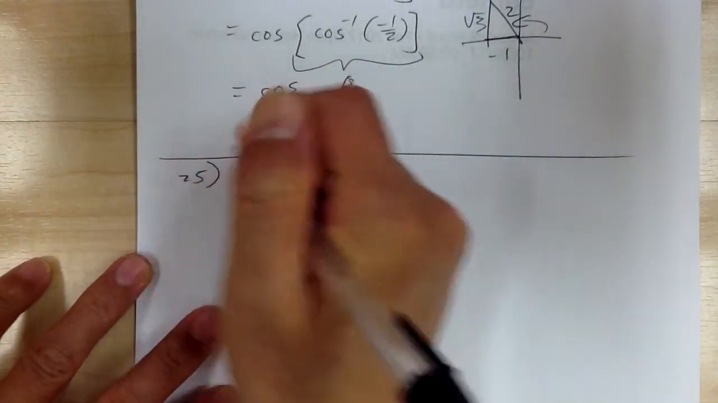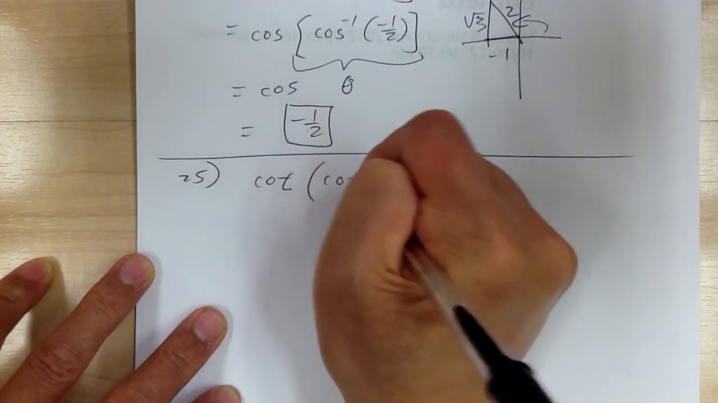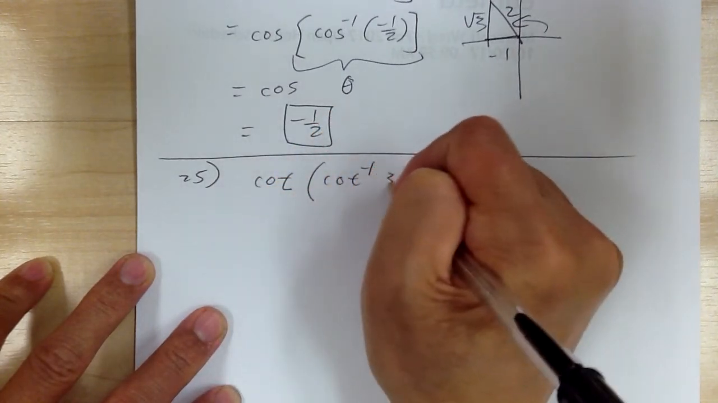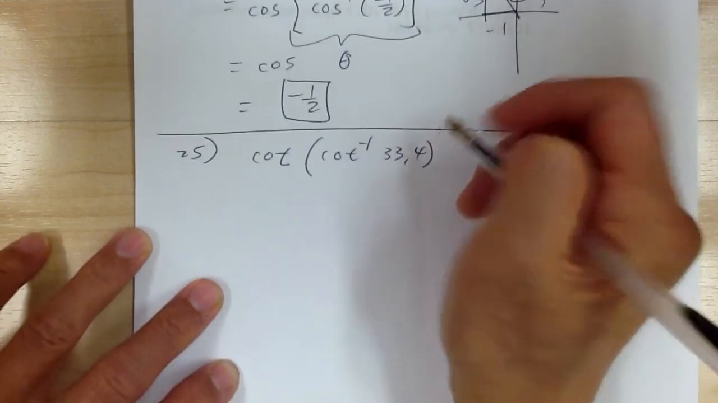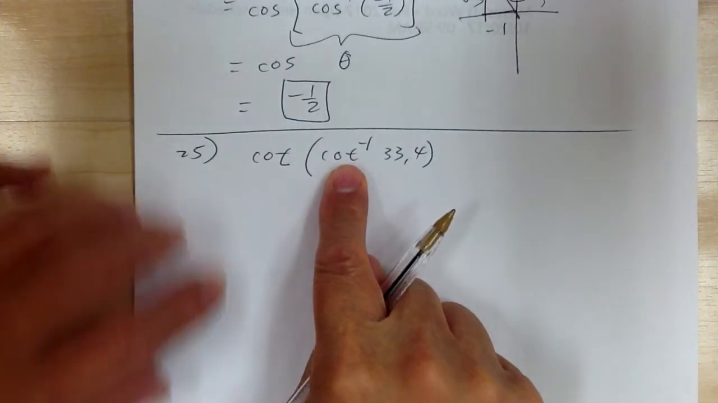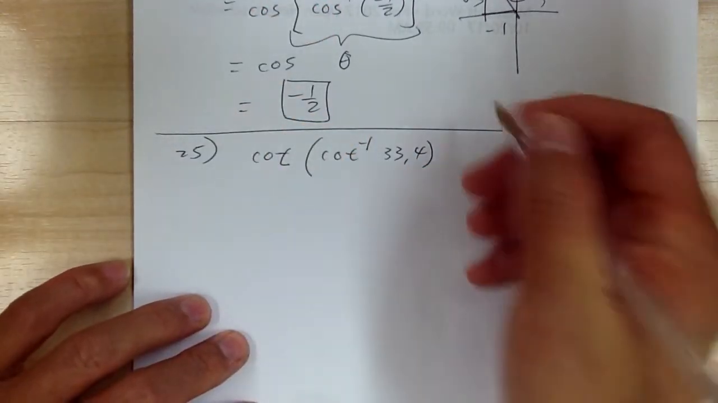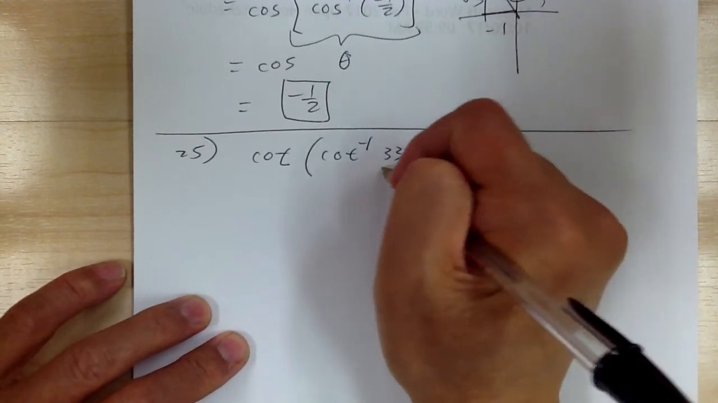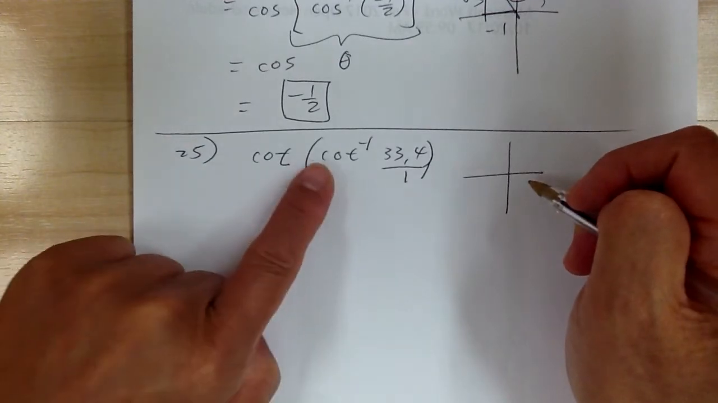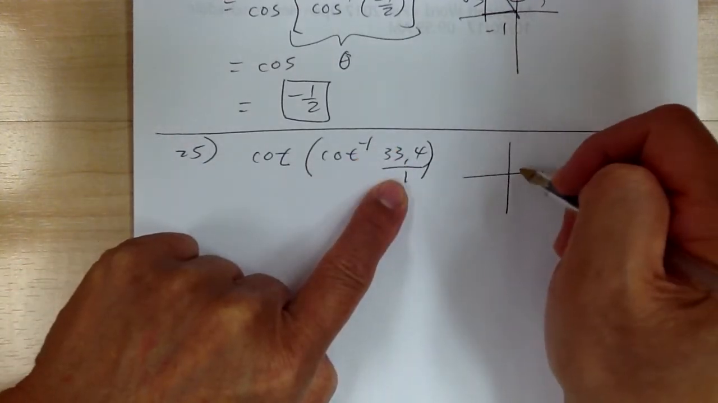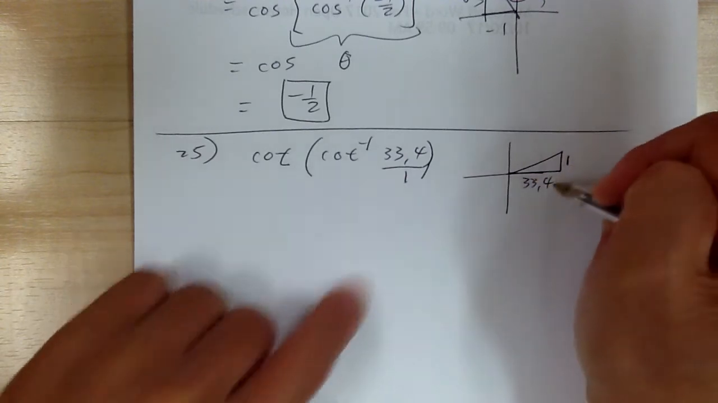Okay, let's go to 25. You have cotangent of inverse cotangent of 33.4. Again, notice you've got cotangent, inverse cotangent, they should cancel, so the answer should be 33.4 right away. But if you don't get that, that's okay. You just go and do the regular steps. Okay, so cotangent is cosine over sine. So it's going to be like this. So it'd be 33.4 and this is 1. Okay?